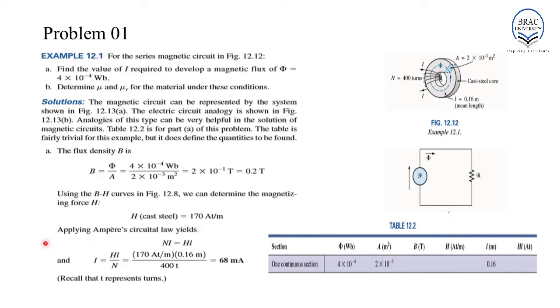Now, applying Ampere's circuital law, we can say that Ni will be equal to HL. Over here, we know N, we know H from the BH curve, we know L from the given information in the question. Thus, we can easily determine I, which will be equal to 68 milliampere.